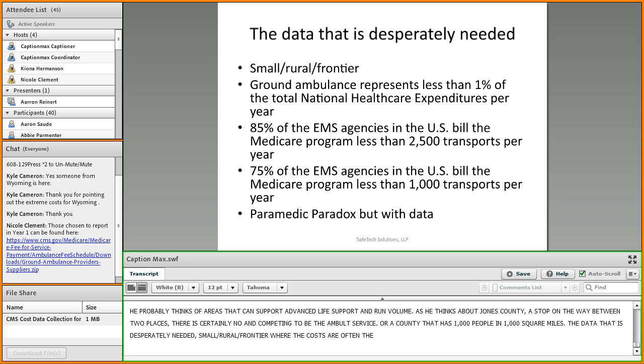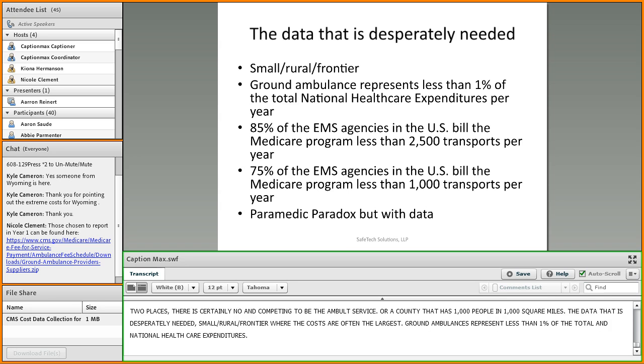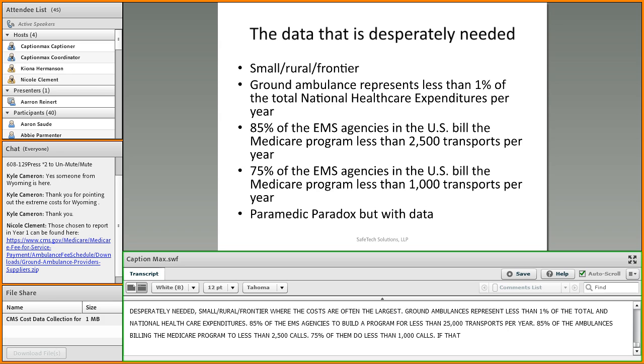But as he thinks about Murdo and Jones County, a stop on the way between two places, there's certainly no one competing to be the ambulance service for a county that has 1,000 people and 1,000 square miles. The data that's desperately needed is from small, rural, frontier areas, where the costs are often the largest.